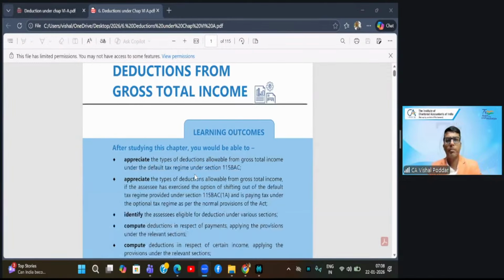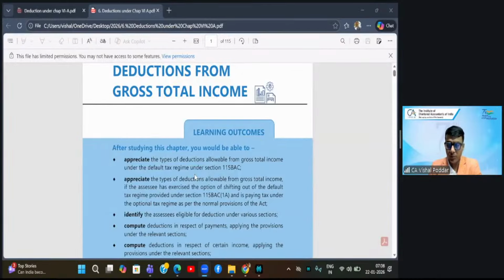So students, this is the backdrop of deduction. Just remember, deductions are at three levels. The first level you studied when you were studying the respective heads. This is the second level. And the third level is where some amount is allowed to be deducted from the amount of tax.